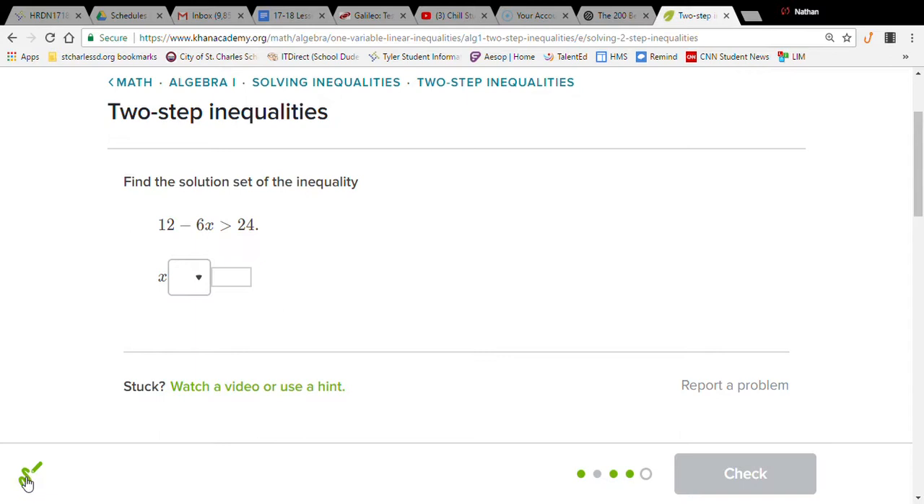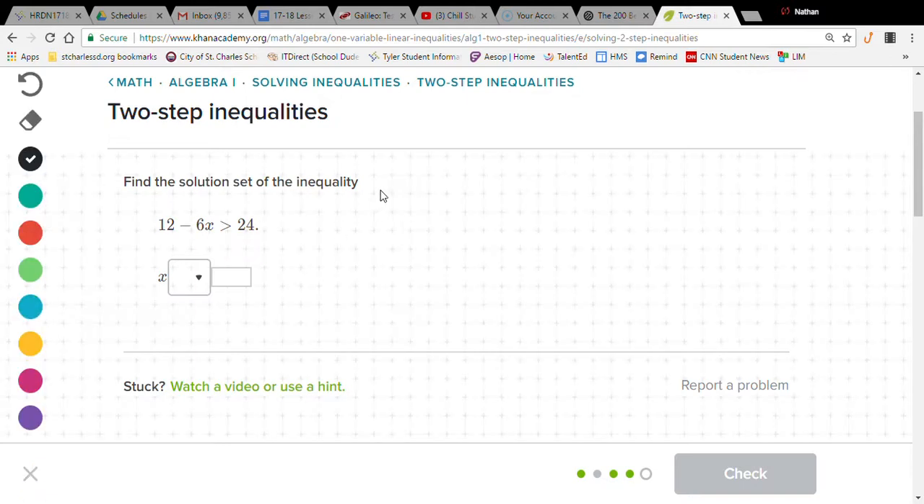Let's see. I'm going to rewrite the problem. 12 minus 6x is greater than 24. Alright, so this is a two-step problem. So we're going to find x first, right here. Two things are happening to x. It's being multiplied by negative 6, and there's a positive 12 out here being added to it.